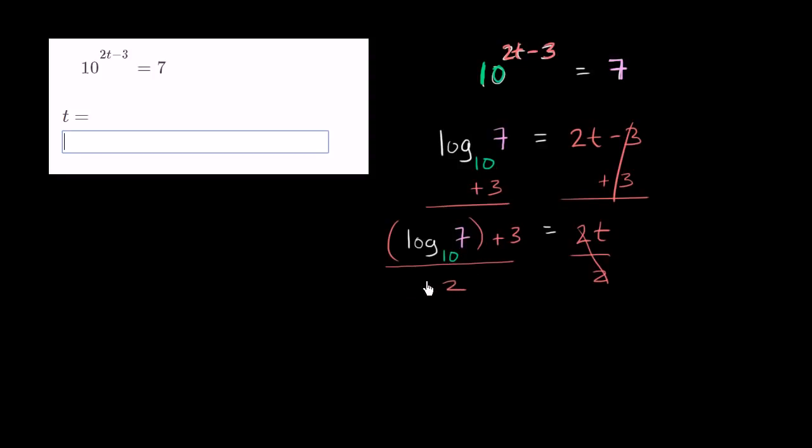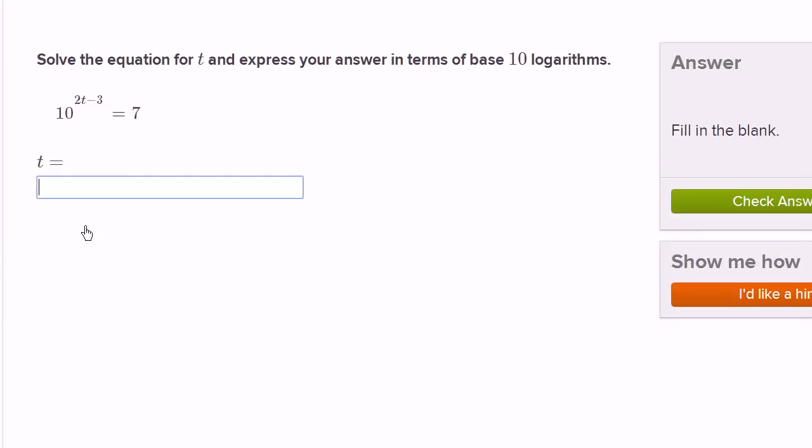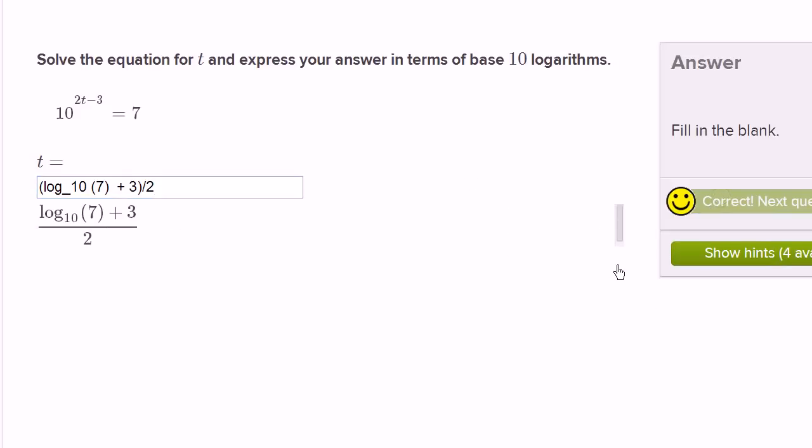So let me see if I can remember this and write it in the actual box that they gave us. So we want to do log base 10 of 7, and then that plus 3, yep, it's formatting it right, divided by 2. So that's what I'm claiming that t is equal to in terms of base 10 logarithms. So let me check my answer, and I got it right.